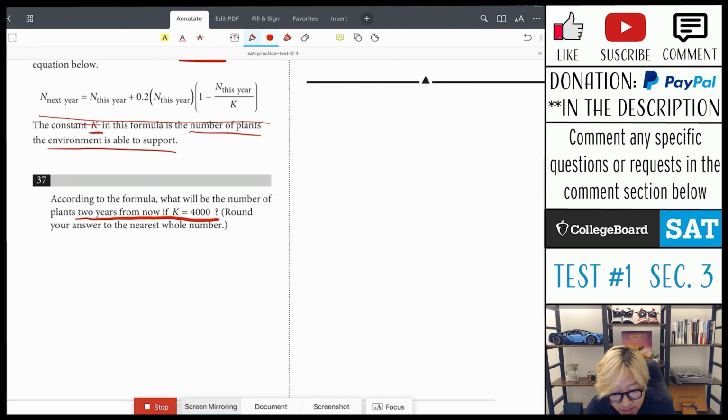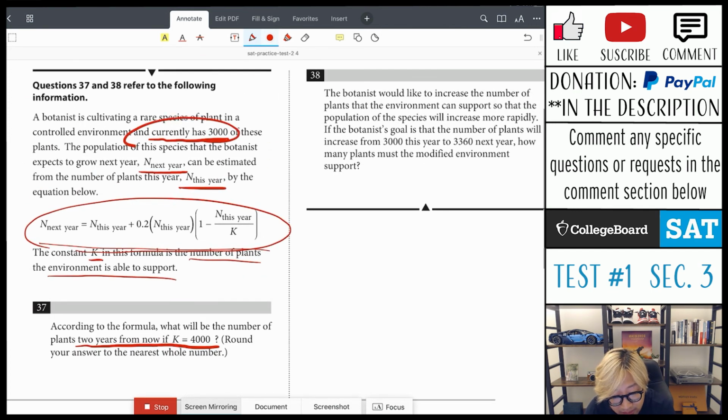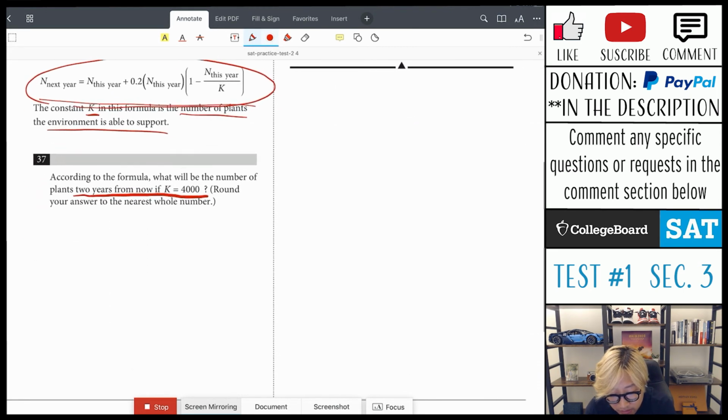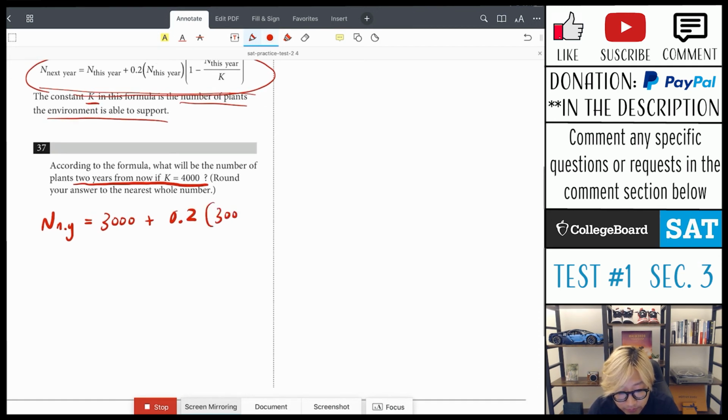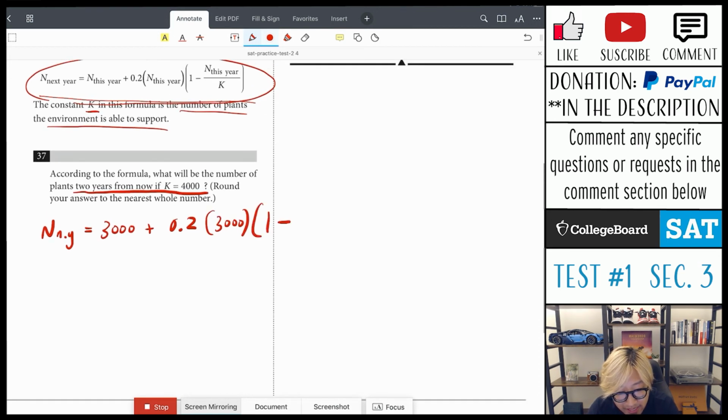So here we go. Let's just plug everything we know into this equation. Number next year, number this year. This year I know. That's 3,000. This currently has 3,000. So n next year, I'll just call it ny, is equal to this year 3,000 plus 0.2 this year 3,000 times 1 minus this year 3,000 over k. Well, they gave it to me, 4,000. All right. Let's just do this in my calculator.